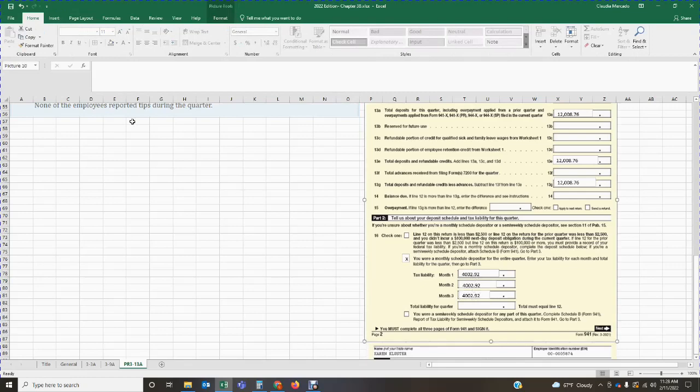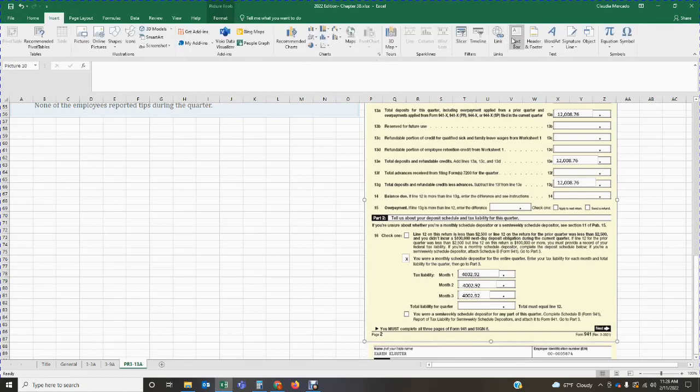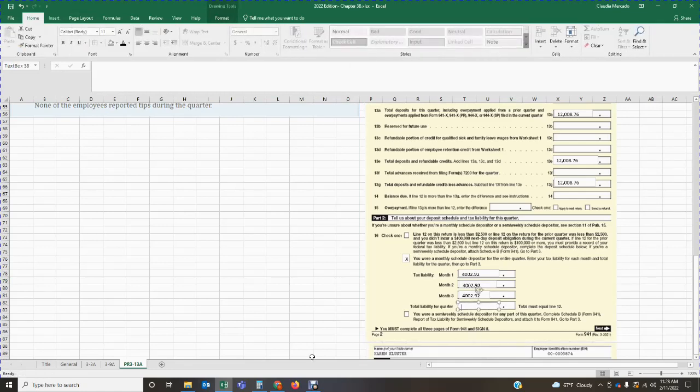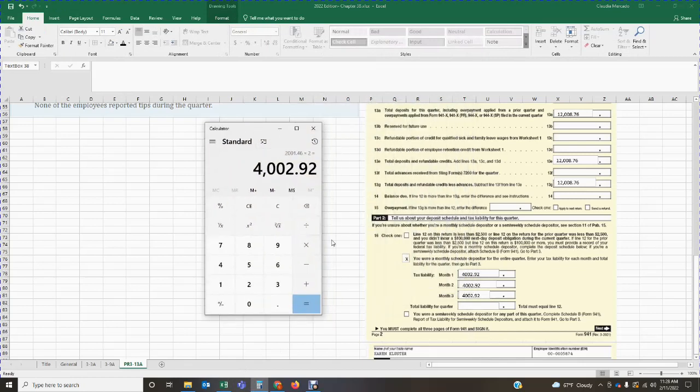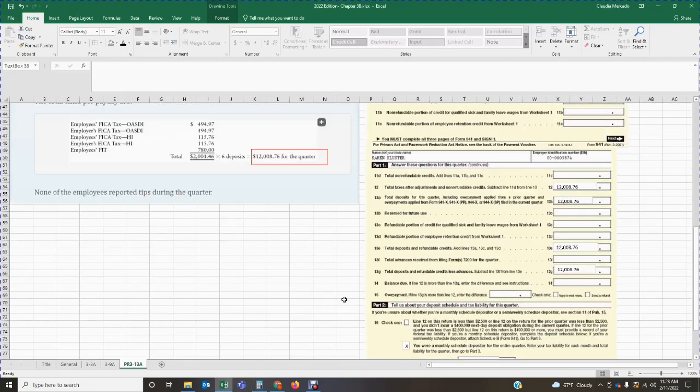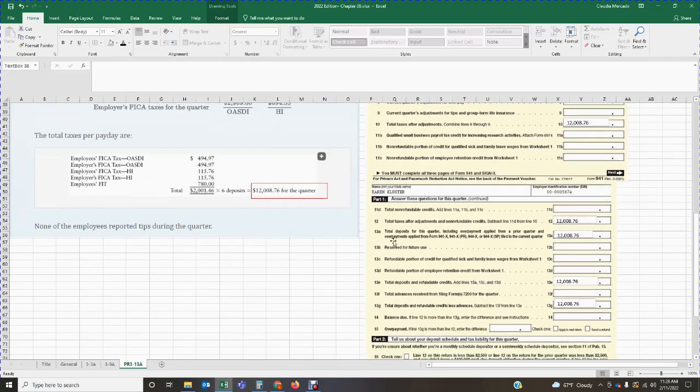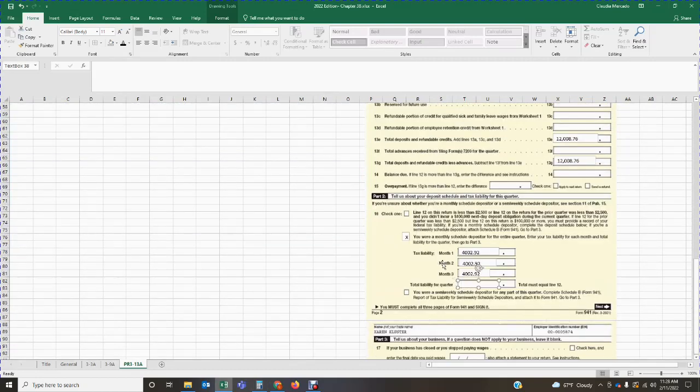And then we're going to add them together, and we're going to get the total. If we did it correctly, it'll be 4,292 times 3. That'll give me 12,876, which is the amount reflected over here. Okay, 12,876.